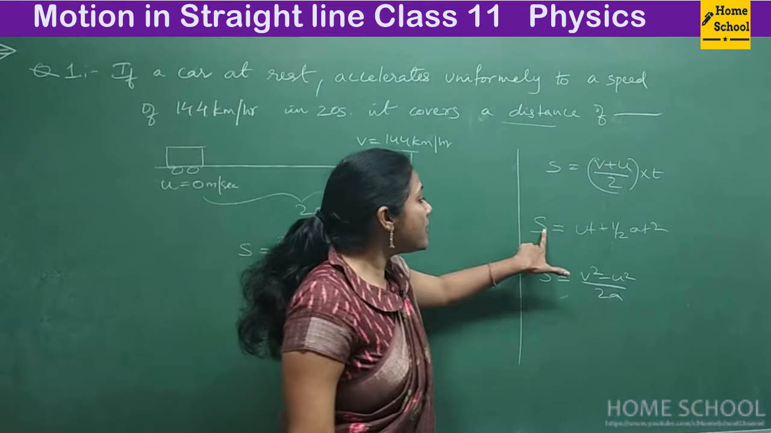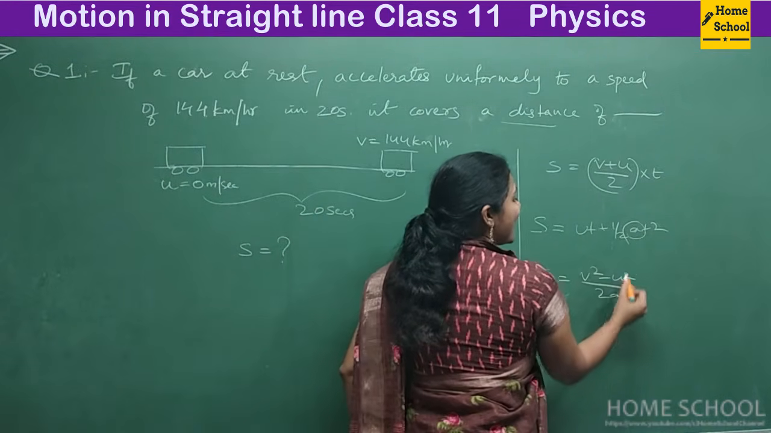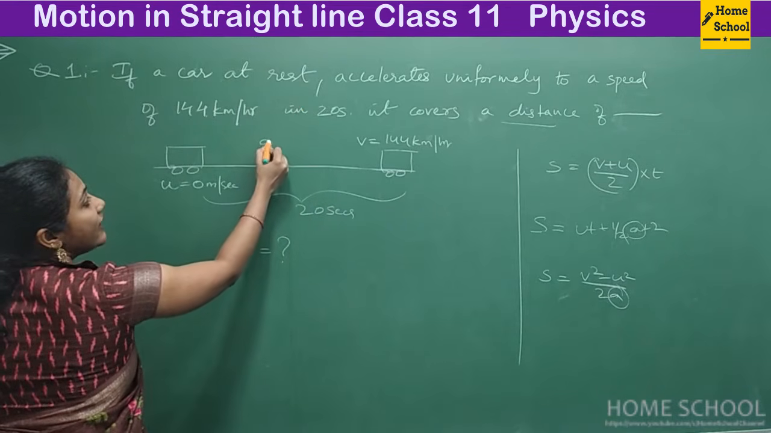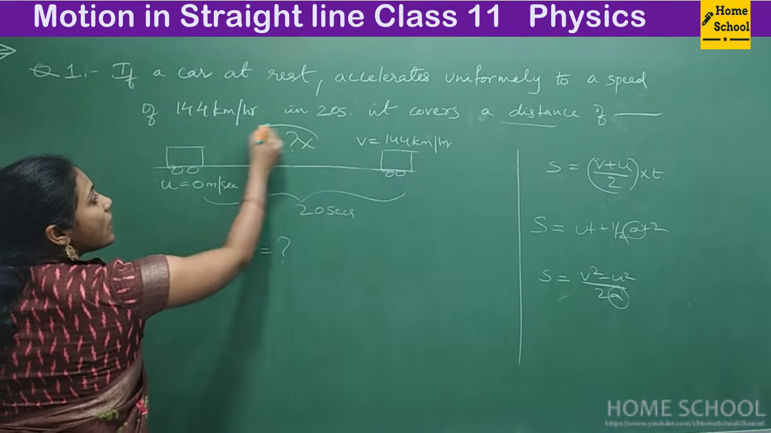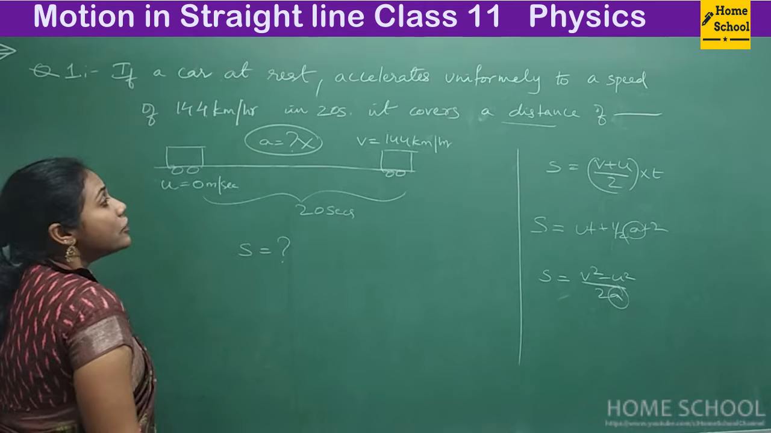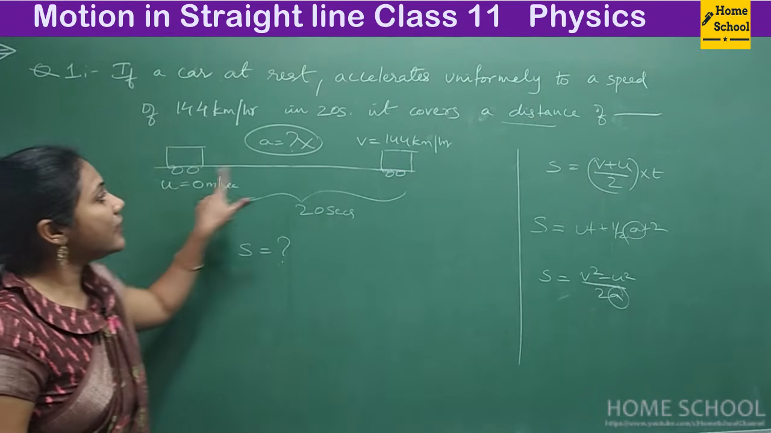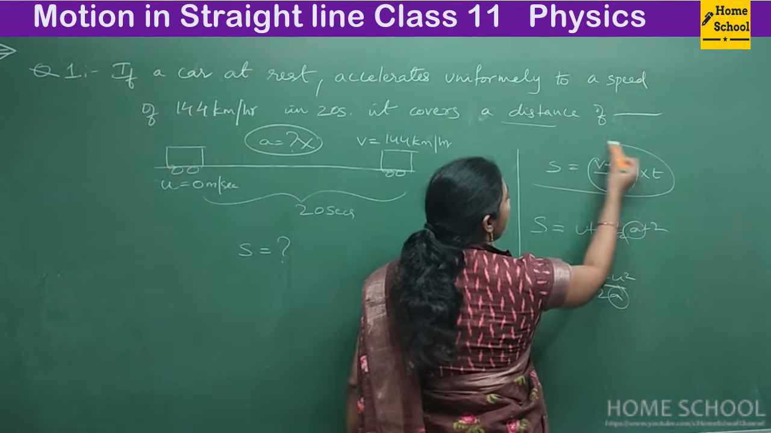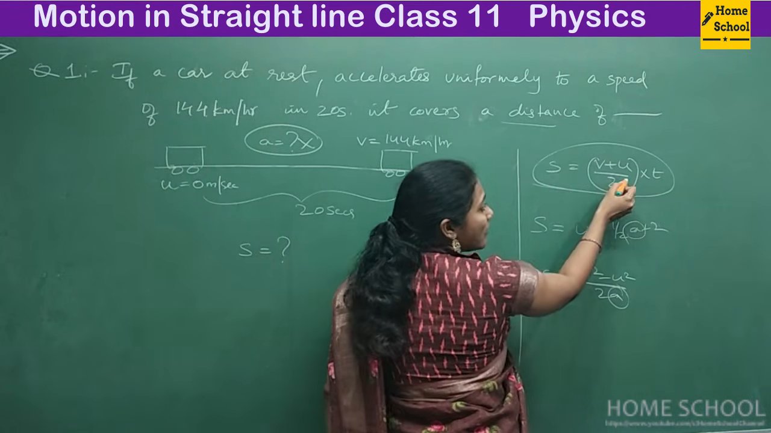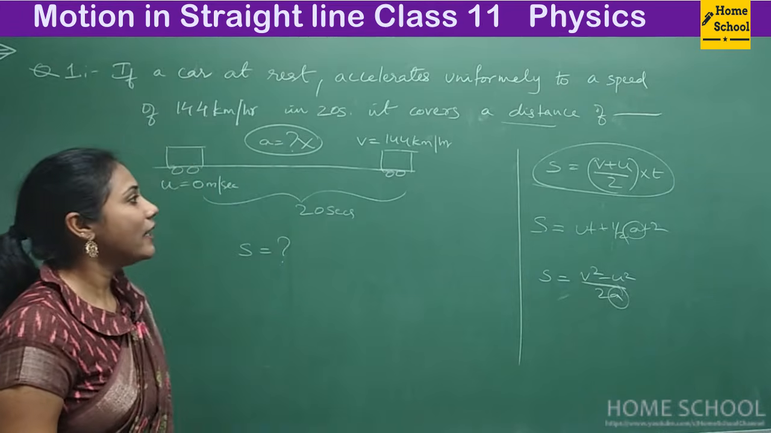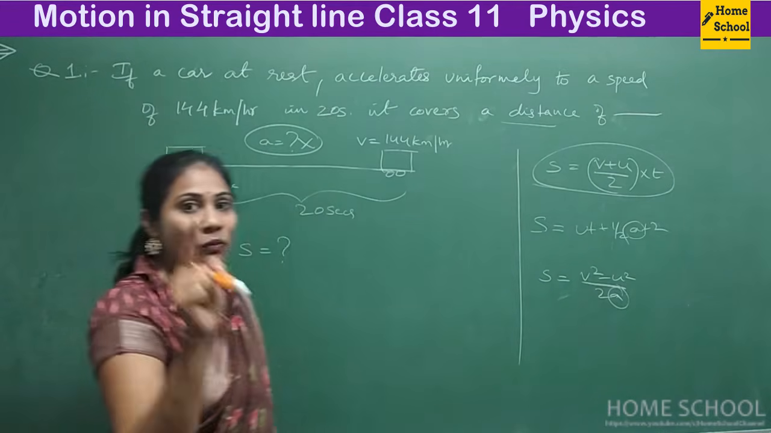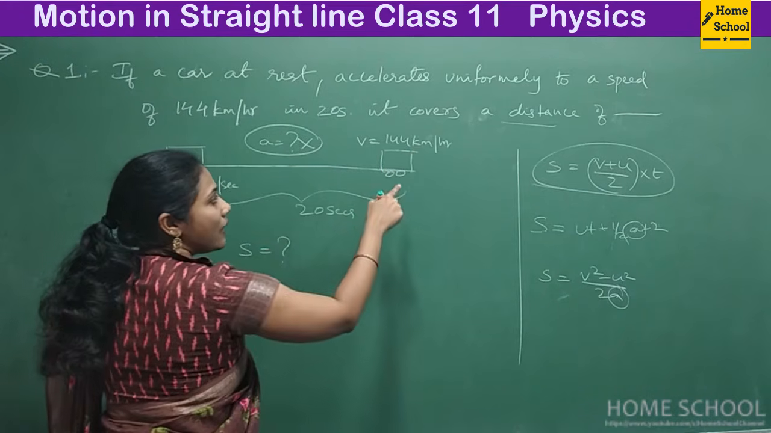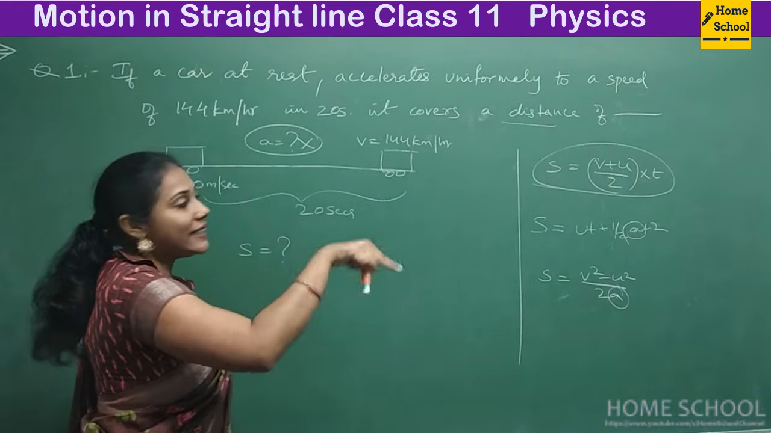If you use the other formulas, you need acceleration, right? But the acceleration value is not given. And you have initial velocity, final velocity, and time. Then the best option for calculating displacement is this formula. So use this formula. But one problem here: v is given in kilometer per hour. Change it to meter per second.